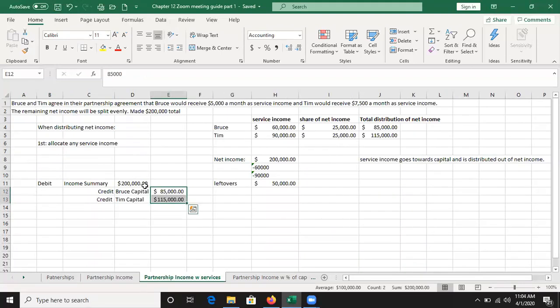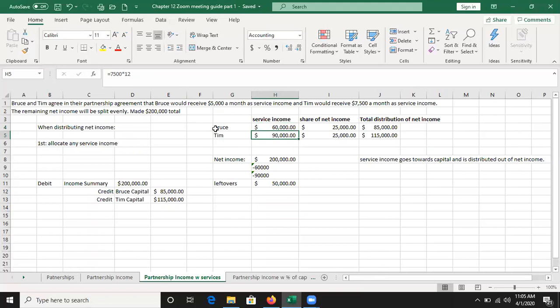If there's service income, so basically a salary, at the end of the year, Bruce would receive a $60,000 salary based on $5,000 a month. Tim would receive a $90,000 salary based on $7,500 a month. We're talking about salaries that come out of net income, based on net income.